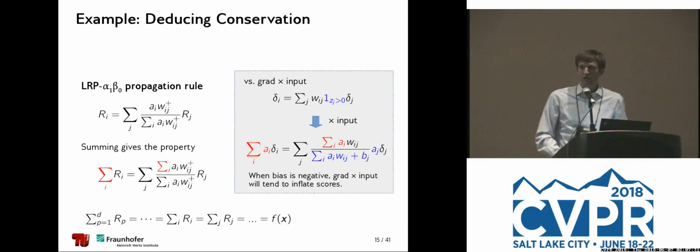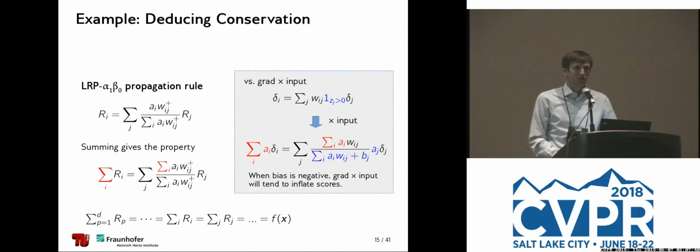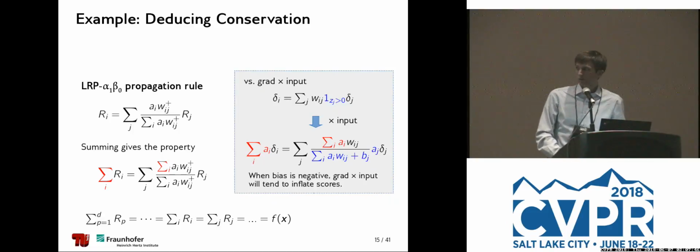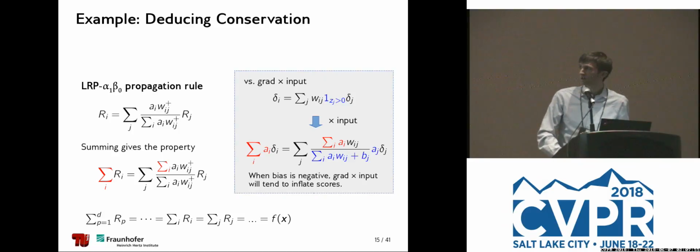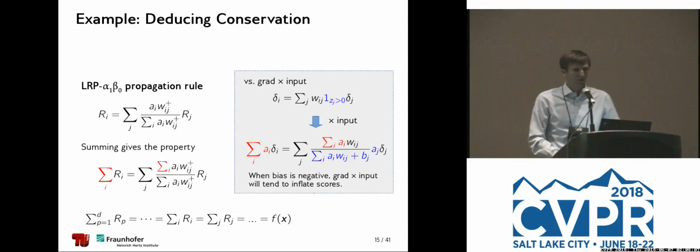So now there is another method which is based on gradient. It's called gradient times input, which is not LRP, it's something different. And here we can actually show that it does not, in the general case, ensure conservation. So how do we do it? We cannot see directly from the original formula, but we can compute a weighted sum on both sides, and then reorder the summations, and then we get more or less the same as we have for LRP, except that there is a difference. First, W are not rectified, and there is also a bias in the denominator. What that means is that when the bias is negative, the scores will tend to inflate over time.